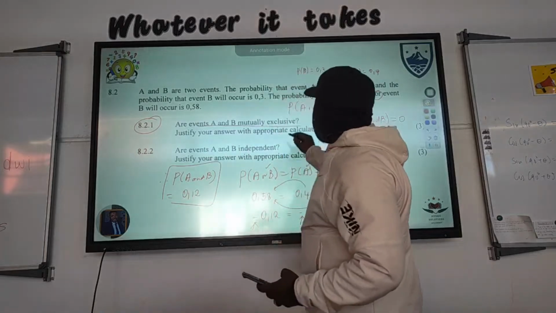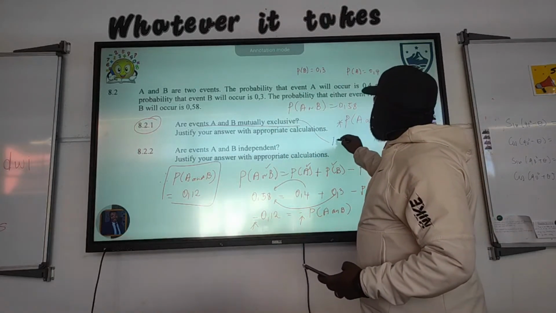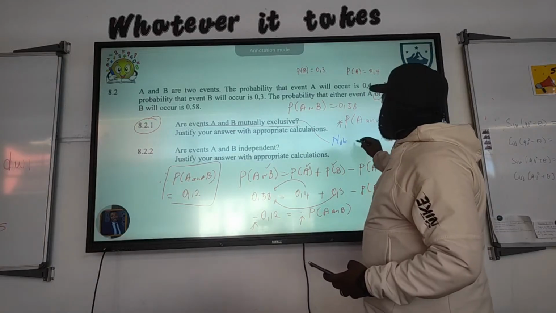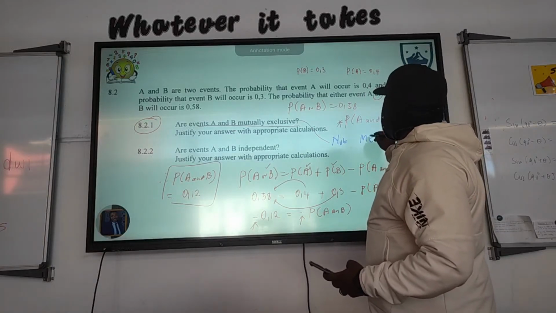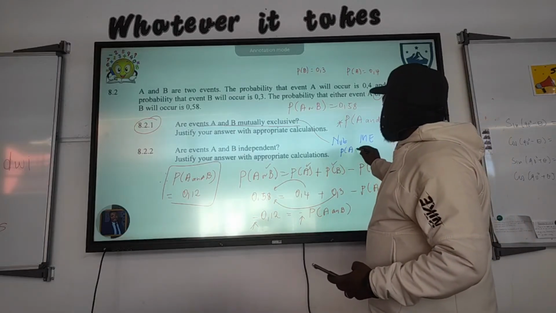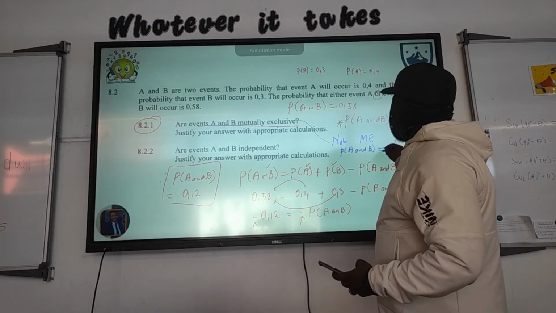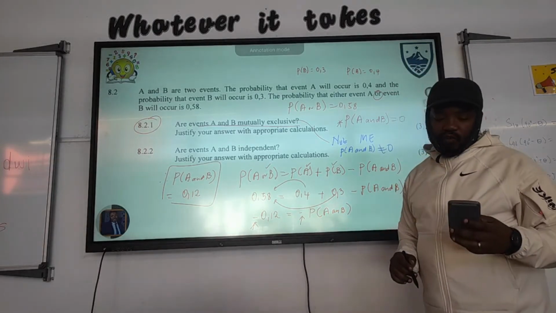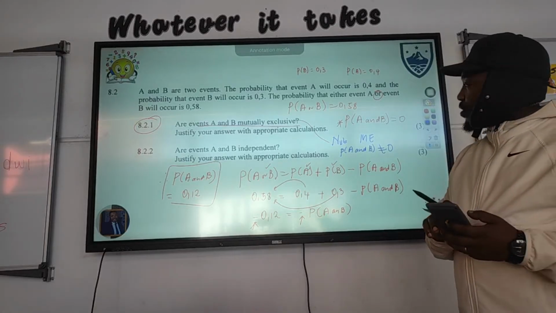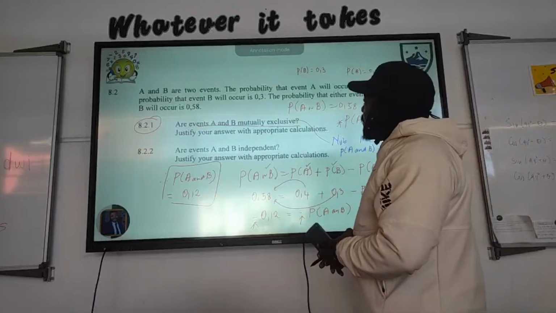Therefore, we can confidently say the two events are not mutually exclusive. Why? Because the probability of A and B happening at the same time is not equal to 0. So that will be your answer for 8.2.1.